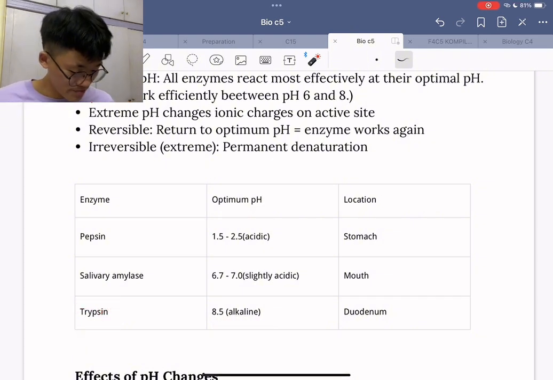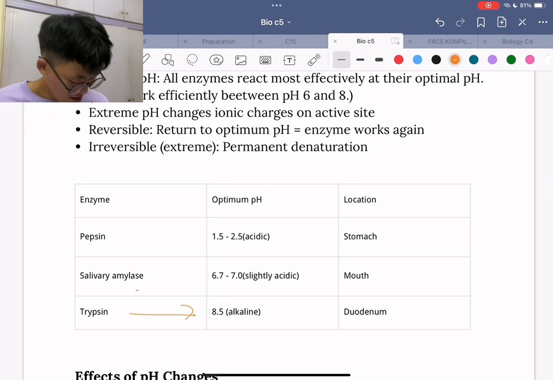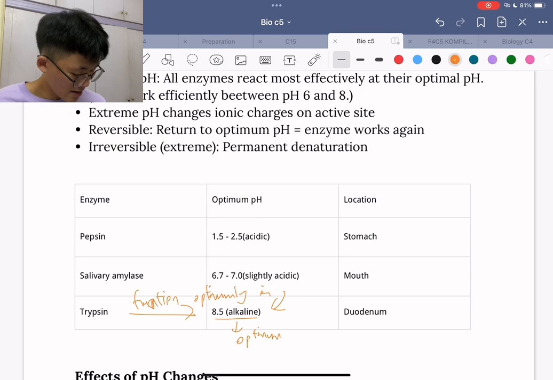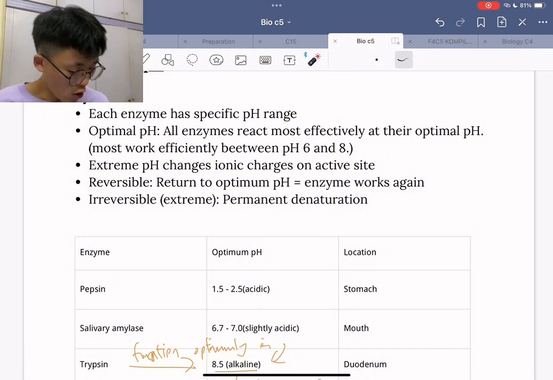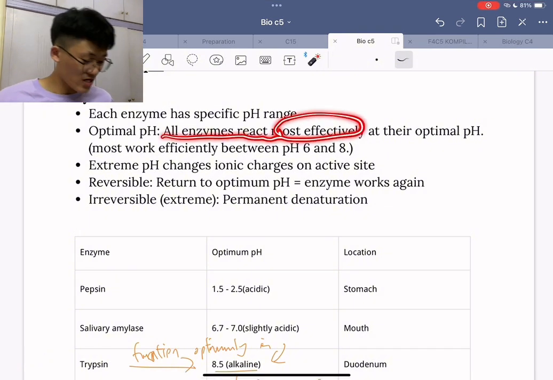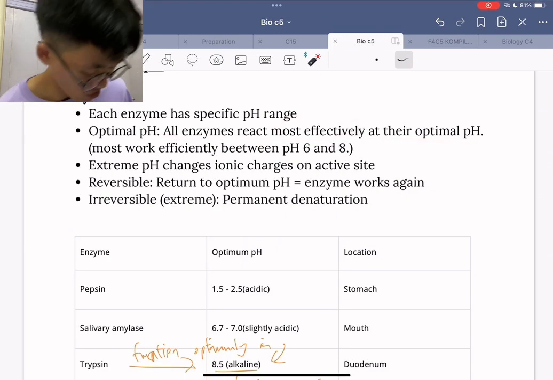They function optimally in alkaline condition, which is the optimum pH for trypsin. So you can see all enzymes react most effectively at their own optimal pH.